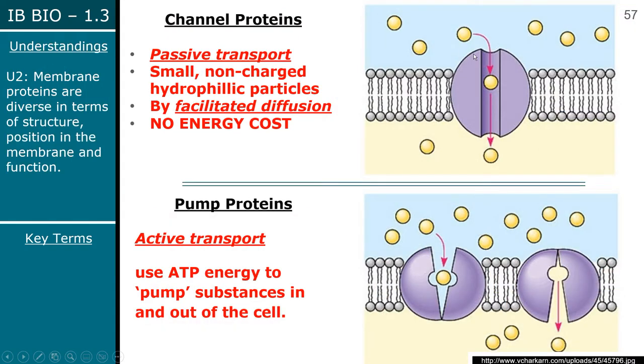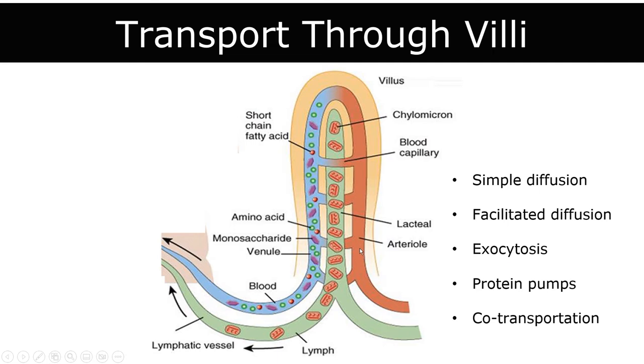The channel proteins, right? So this was what was partly involved in passive transport. So only specific types of molecules can move through these channel proteins. And then we have pump proteins, which was active transport, where we're creating a concentration gradient in our cells. Okay, so the transport through the villi is going to involve multiple types of transport, including simple diffusion, facilitated diffusion, exocytosis, protein pumps, and co-transport.